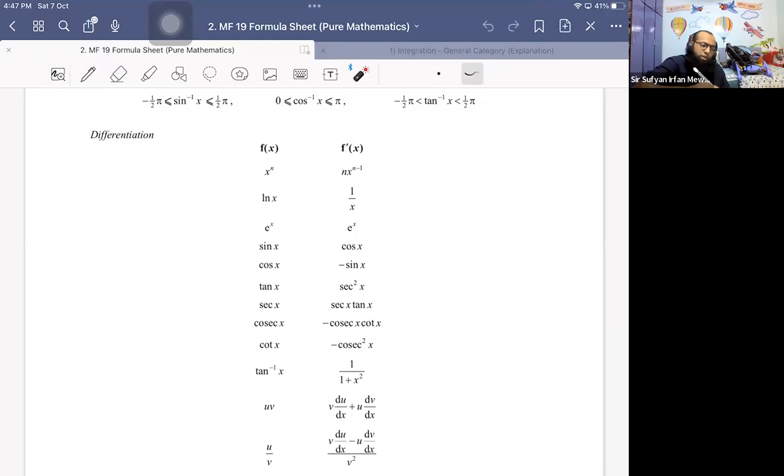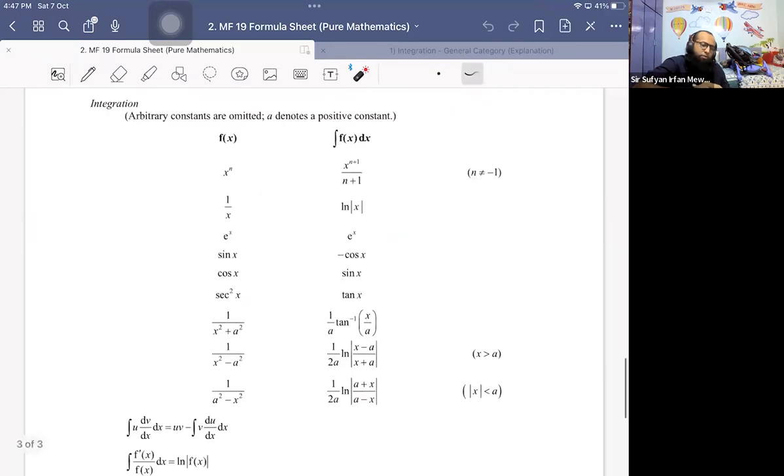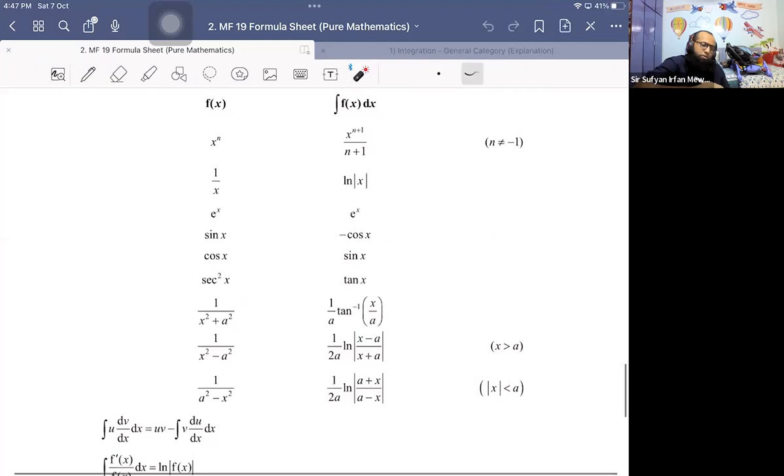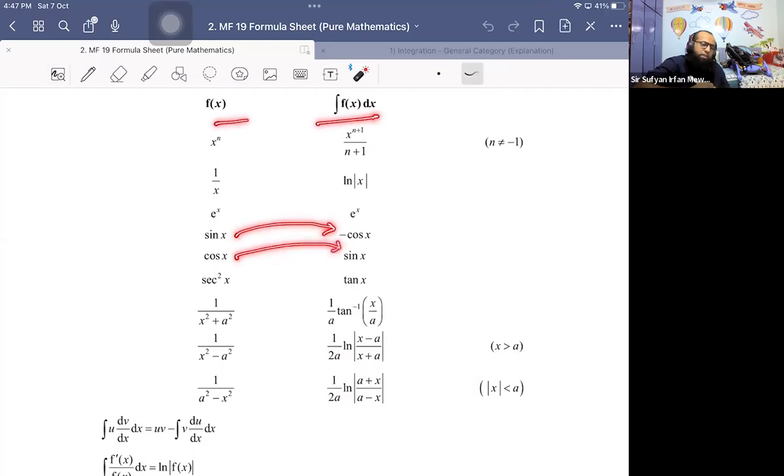So if we look at integration, then cos x will become sin x, sin x will become minus cos x, sec square will become tan x. Look, f x and integration of f x. Sin x becomes negative cos x, cos x becomes positive sin x, sec square becomes tan x. 1 upon x becomes ln x.